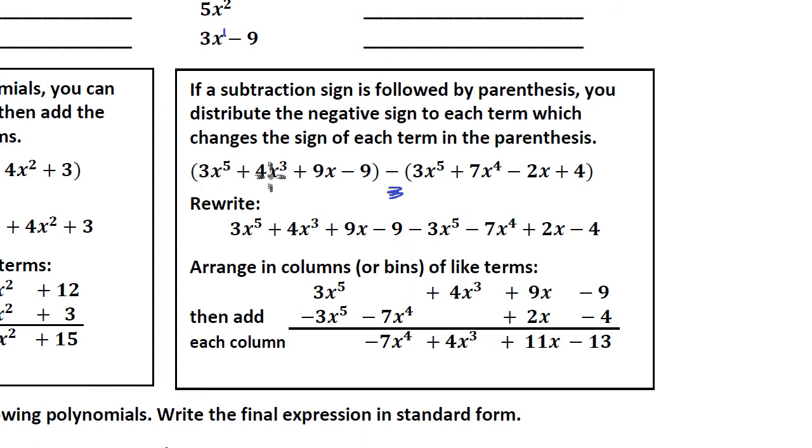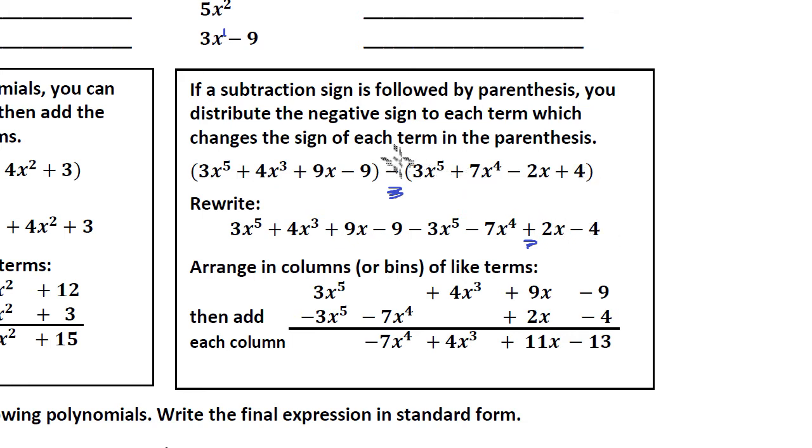All these terms stay the same because there is no minus sign in the front. But here, because there's a minus sign, this is minus 3x to the 5th. This is minus 7x to the 4th. And this is minus a negative 2x, and subtracting a negative means you add it. And then minus a positive 4.